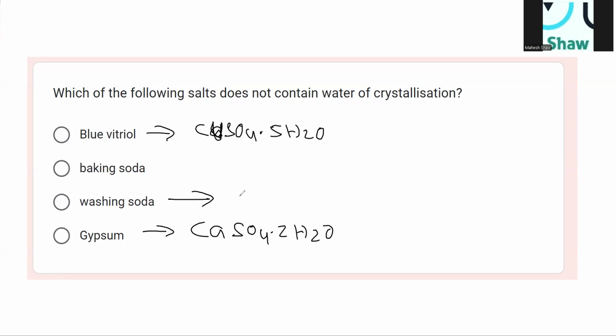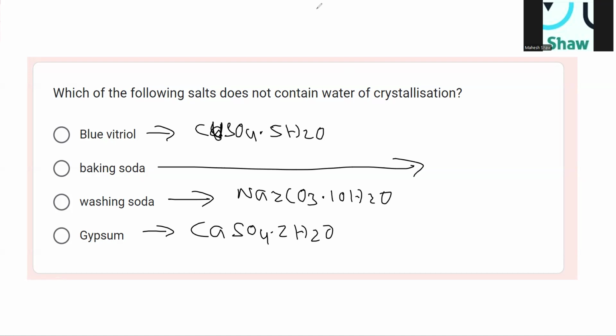Washing soda, we have just studied that it is sodium carbonate, that is Na2CO3.10H2O, that is decahydrate. Baking soda, as you can see, is NaHCO3. So this is not a crystalline salt. That means it has no water of crystallization.